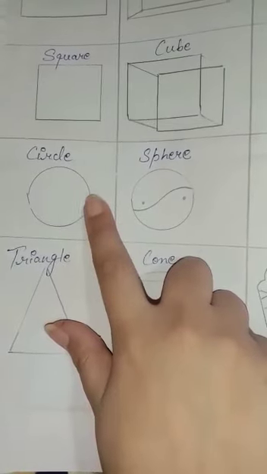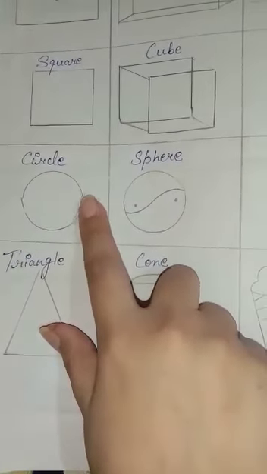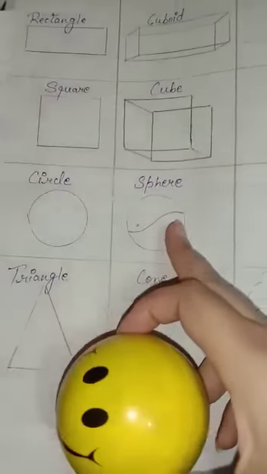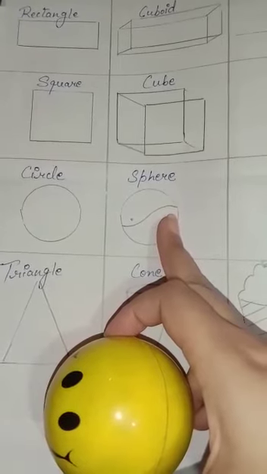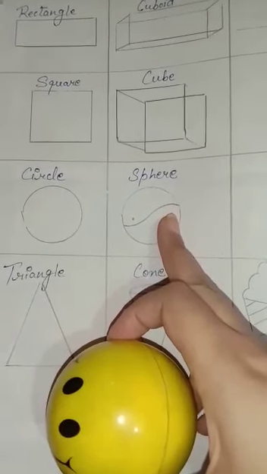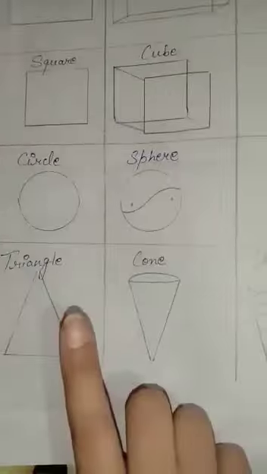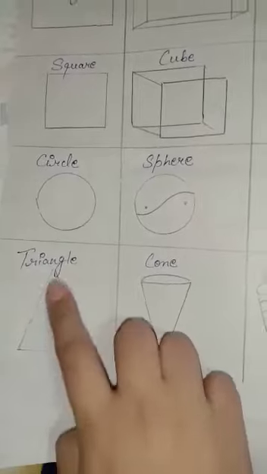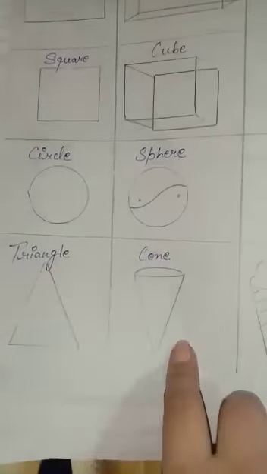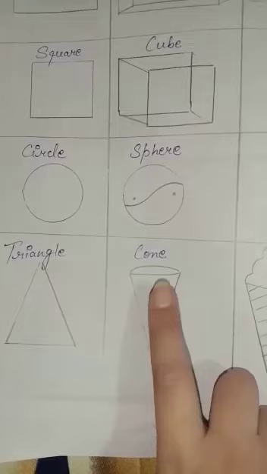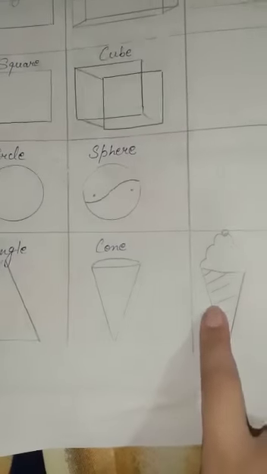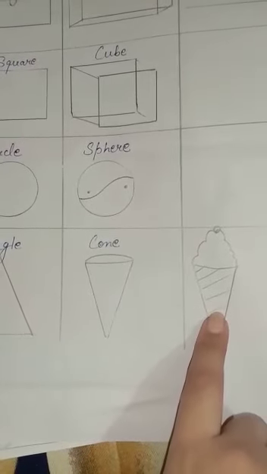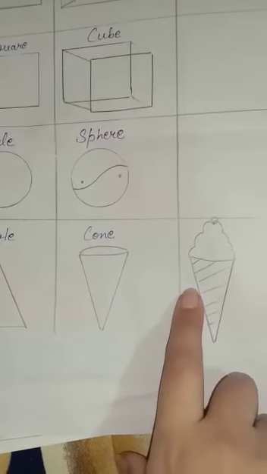This is called a circle with a curved line, just like a ball. It looks like a ball. This is an example of a solid shape. It is called a sphere. Triangle. This is called a triangle having 3 equal sides. This is an example of a solid shape. It is called a cone, and this is an example of a cone. It is ice cream. Do you like it?